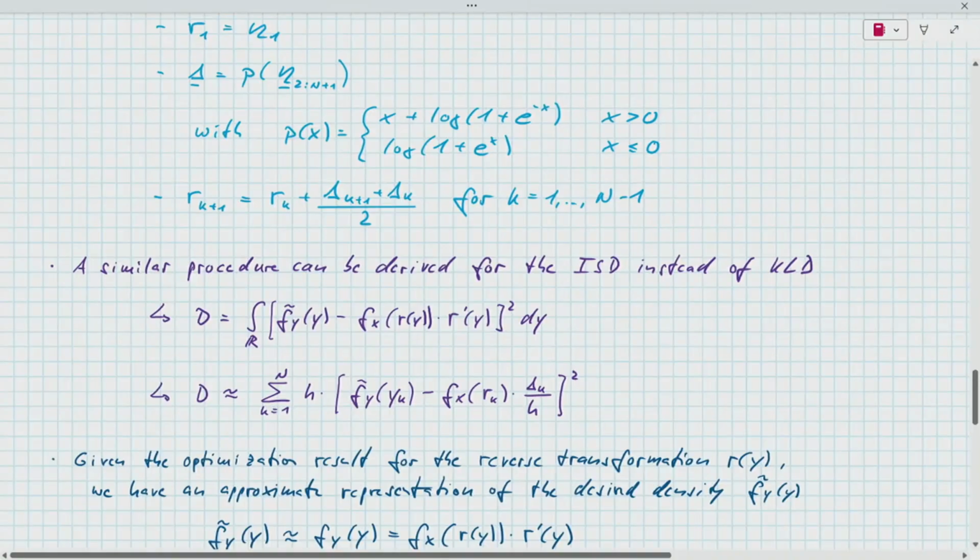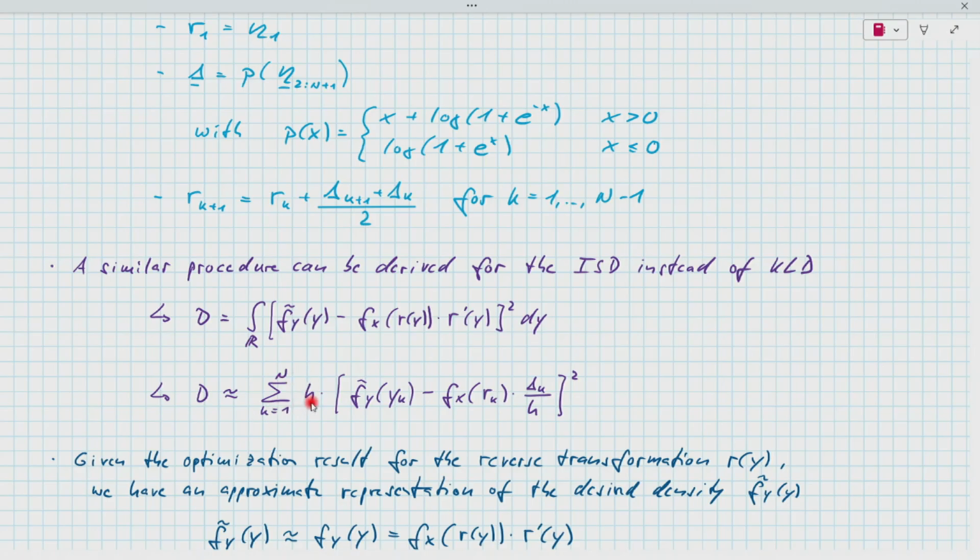Yeah, what you can do is a similar procedure for the integral squared distance instead of the KLD, the Kullback-Leibler distance. If you remember, this was just f tilde of y minus fx plugged in the reverse mapping times r prime of y, and then we take the difference and square it. Here I use no weighting function, but we could, and then we integrate, and this integral is then approximated as before. We use the sum.